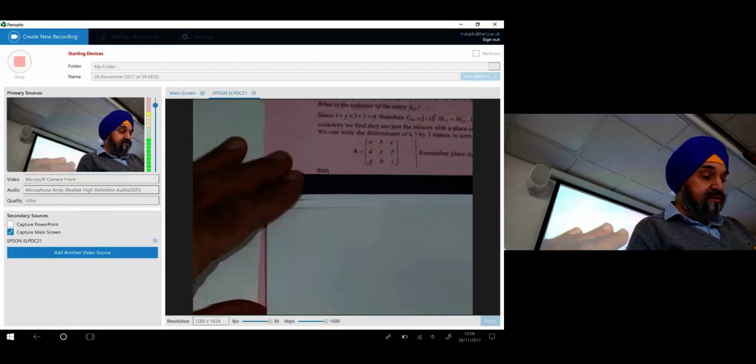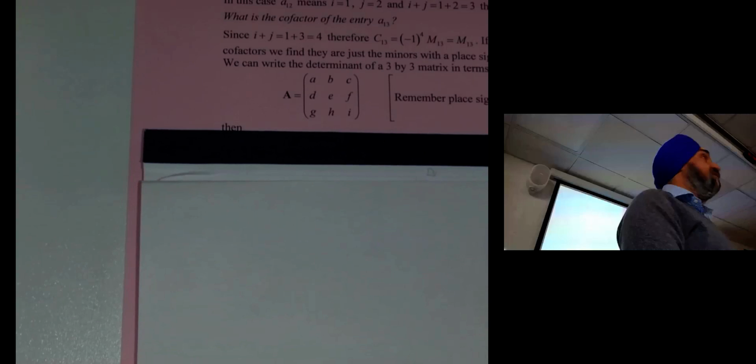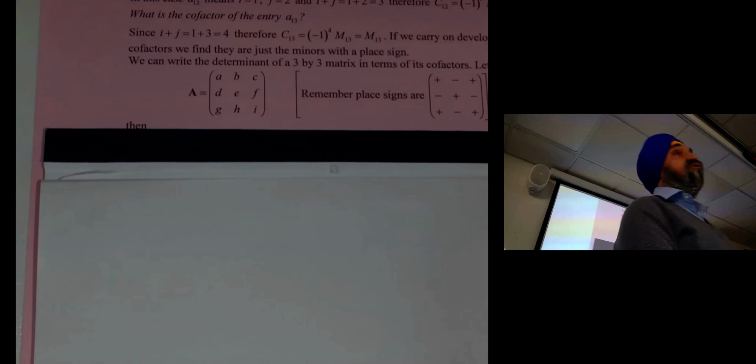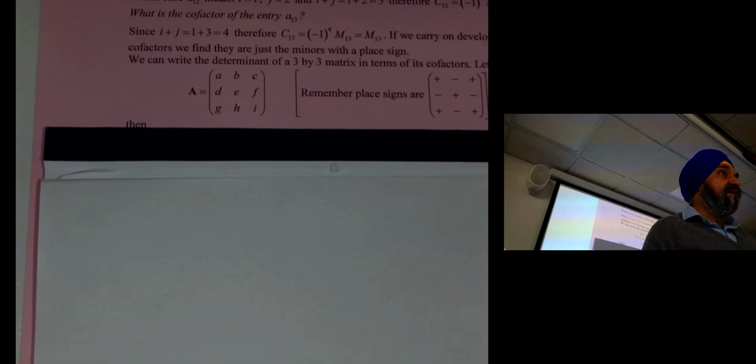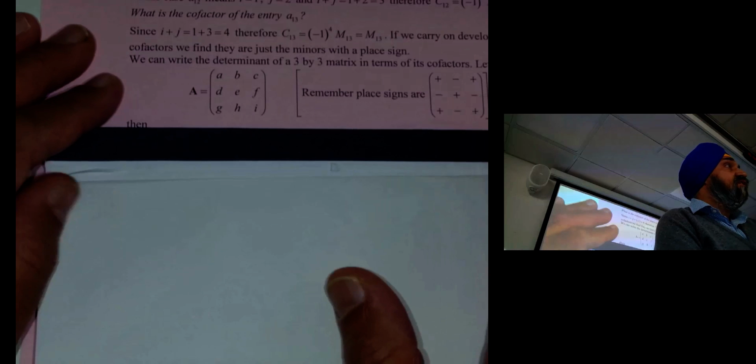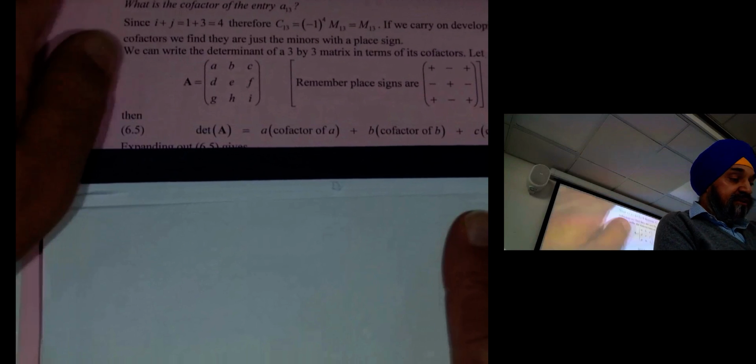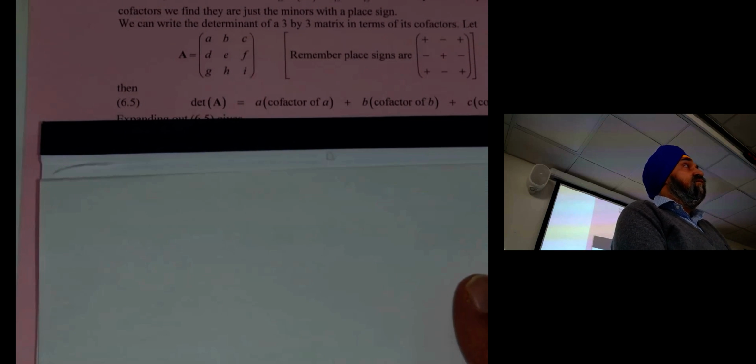What I want to do is look at how you find the determinant of a 3 by 3 matrix, and a 4 by 4 and an n by n matrix. Now this is a 3 by 3 matrix. The determinant of A is given by A times the cofactor of A, plus B times the cofactor of B, plus C times the cofactor of C.